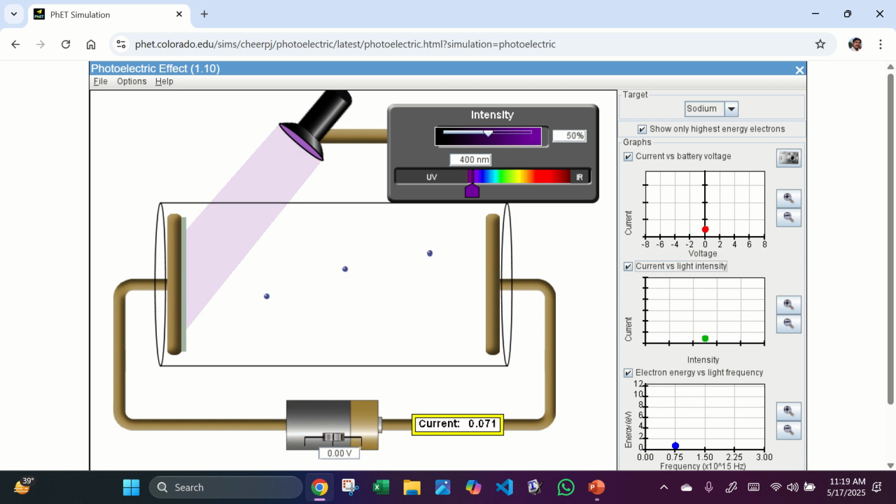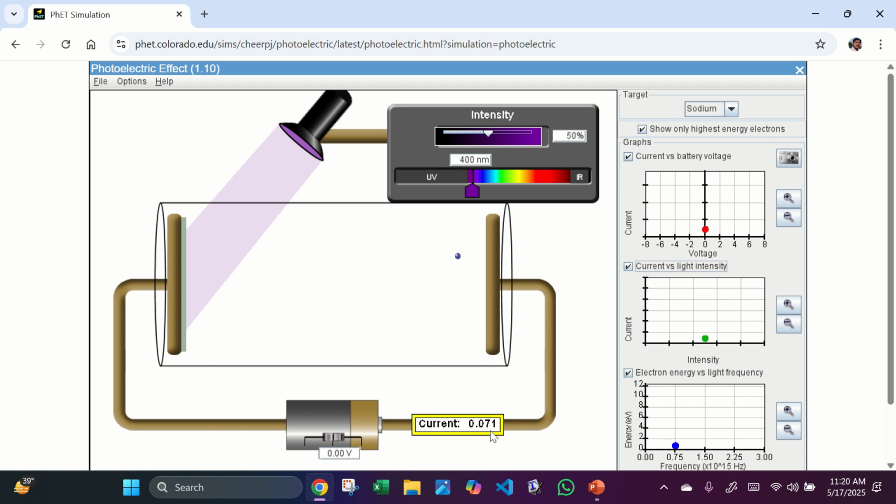Now let's study the photoelectric effect, or you say stopping potential, in a different way. Now we are keeping the intensity fixed, and we will change the energy of the photon, or you say frequency of the photon. Let's observe here. Just now we did it for a given intensity at 50%, which is not important here, just for understanding. For this frequency or this wavelength, we got the current as 0.071.